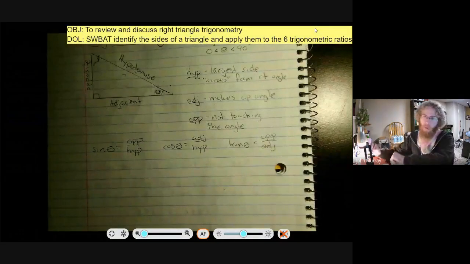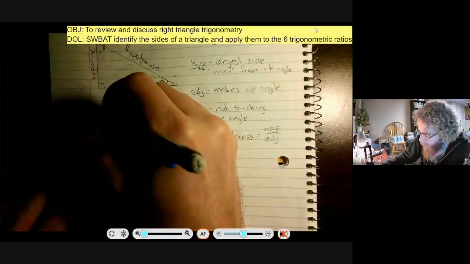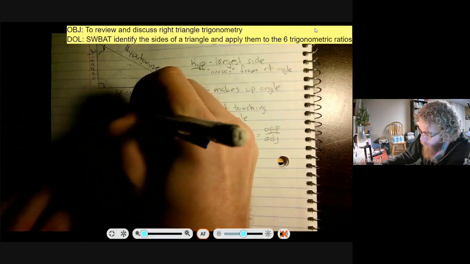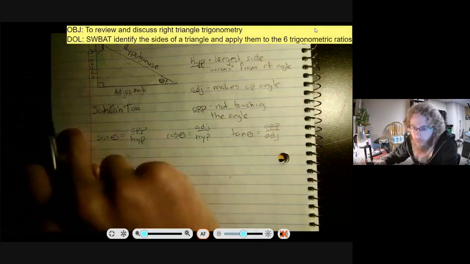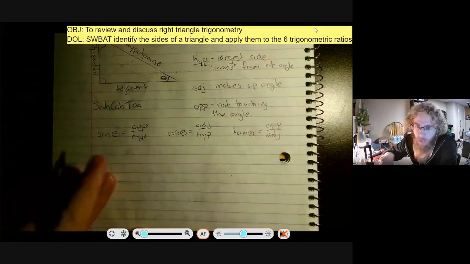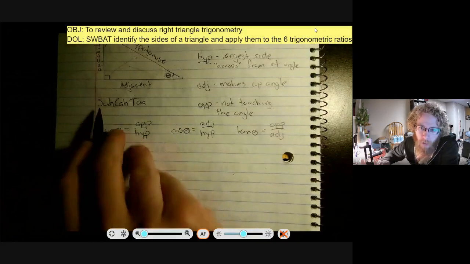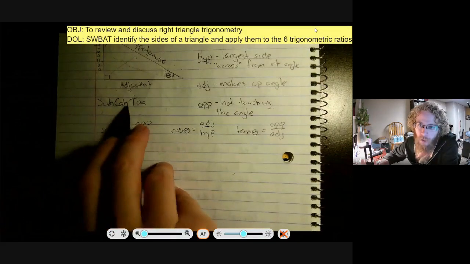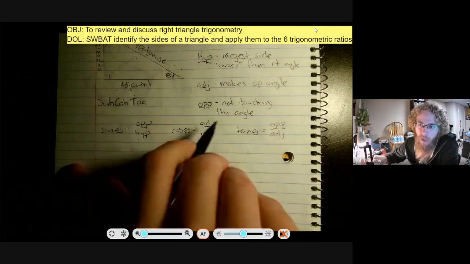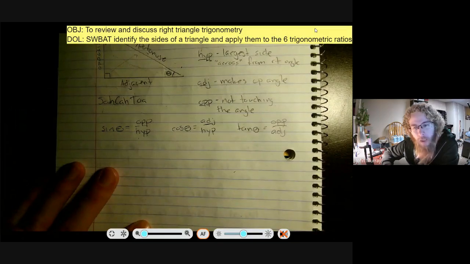All right, so those are our 3 basic trig functions. You might remember them from SOHCAHTOA. This little phrase gives us the relationship: sine is opposite over hypotenuse, cosine is adjacent over hypotenuse, and tangent is opposite over adjacent. So those are our 3 basic ones.